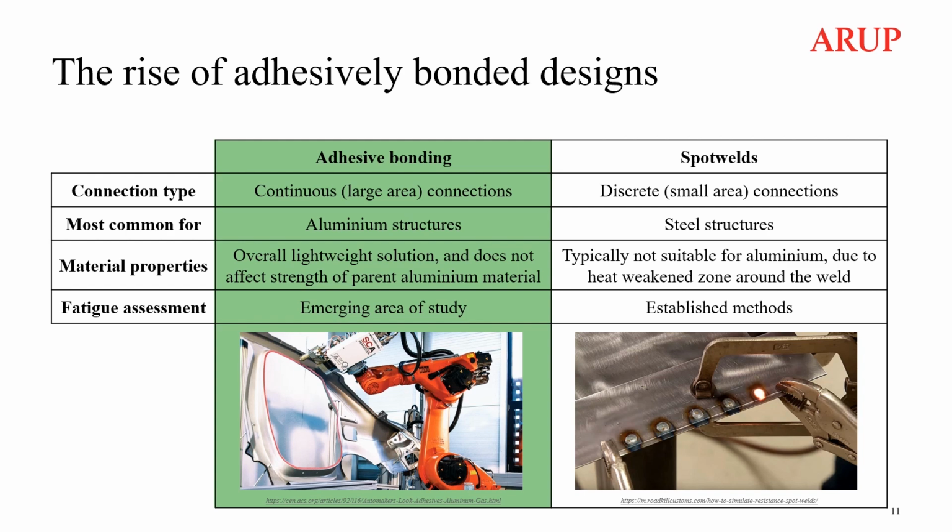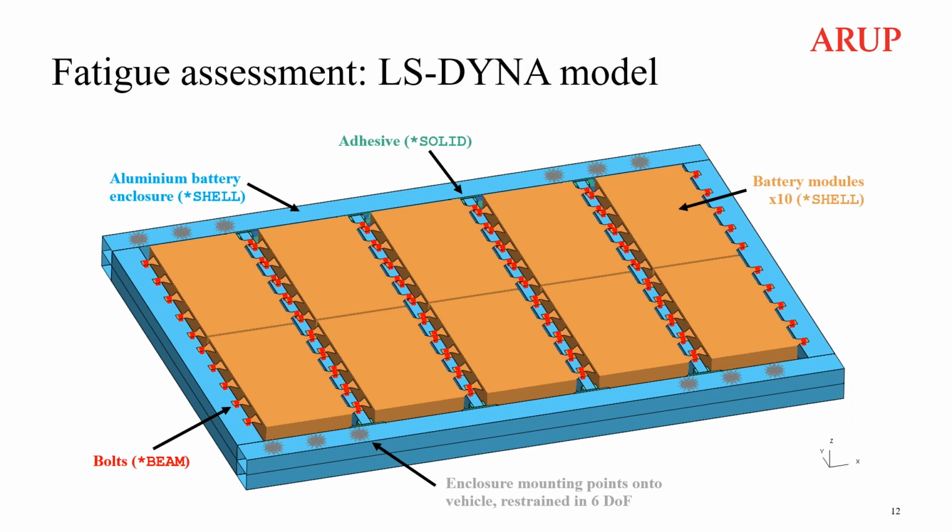Taking a look at our example LS-DYNA model, it is geometrically typical for an EV battery enclosure located underneath the vehicle. The rest of the vehicle has not been modelled, so the mounting points for the battery enclosure have conservatively been given stiff 6 degree of freedom SPC restraints. The aluminium battery enclosure has been modelled using thin shells, as has each of the 10 battery modules. These components have been bolted together on the cross members using beam elements and nodal rigid bodies.